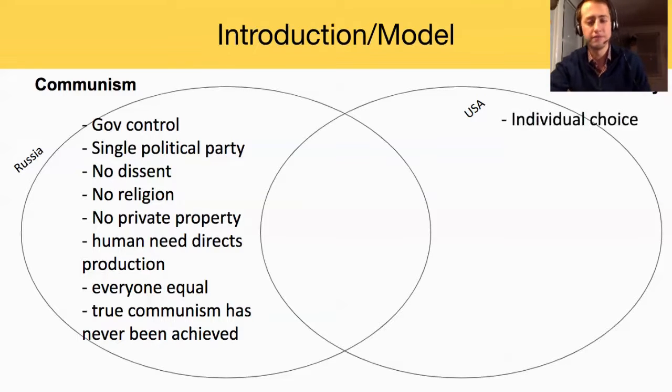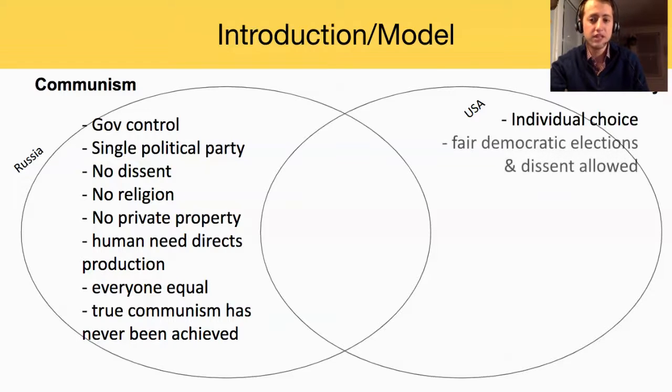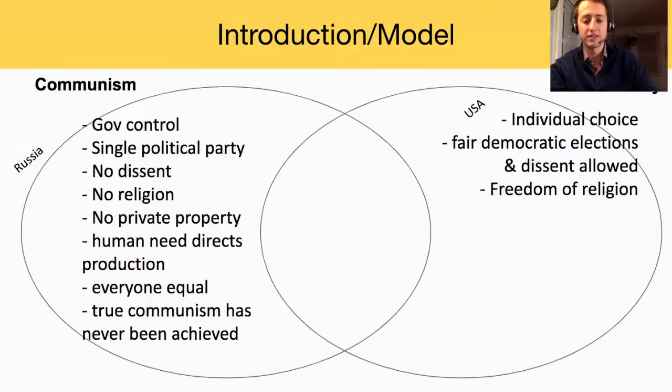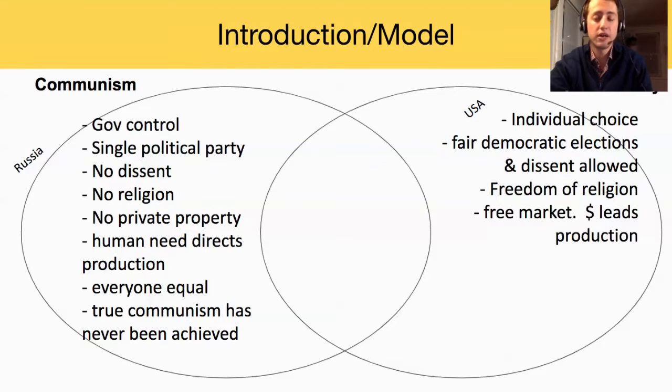And for democracy, we'll see individual choice, which is very different from communism, and fair democratic elections and dissent allowed, meaning there's multiple political parties, and you can protest, you can campaign. We really value, especially in the United States, freedom of speech. We also have freedom of religion. In an ideal democratic society, there's a free market in democracy.